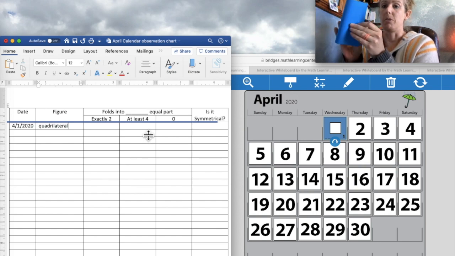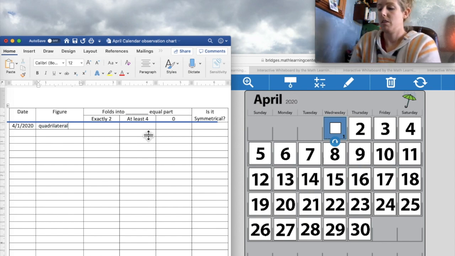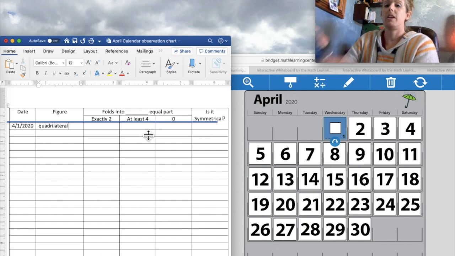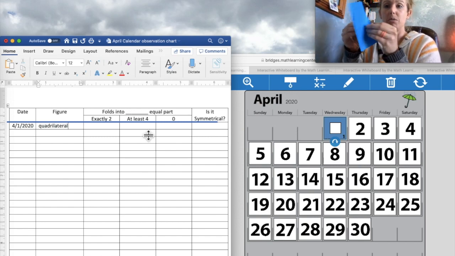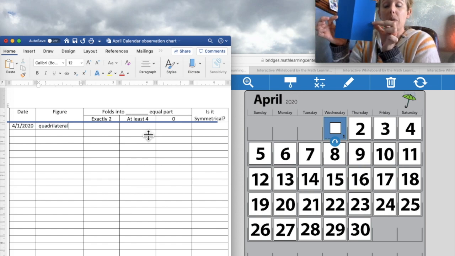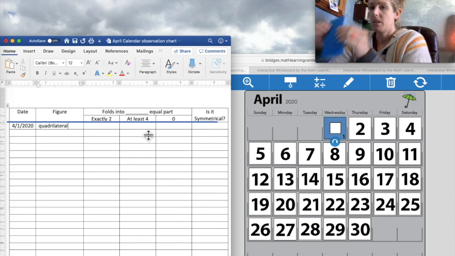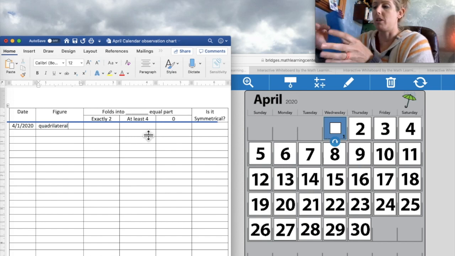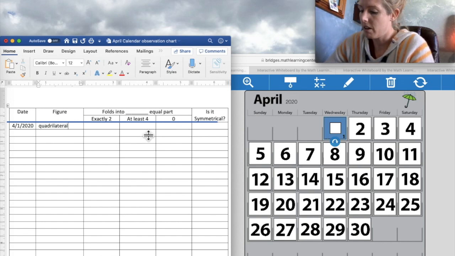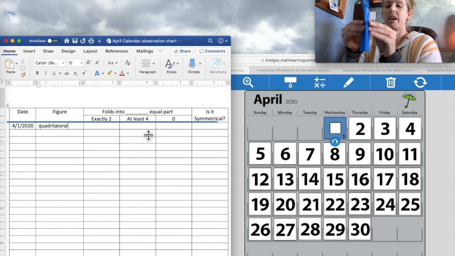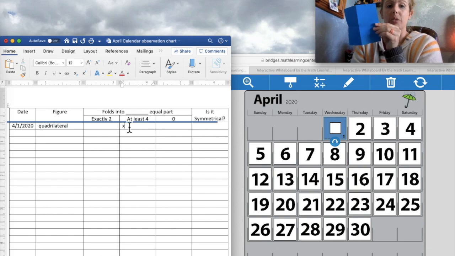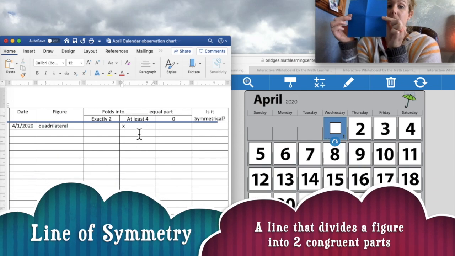Well, let's try that. So I'm going to fold my square or my quadrilateral. And here I have it folded. Well, there's my 2 equal parts there. But I can always fold it one more time. So I can fold it the skinny way to make another 2 squares. So we're going to do the other 2 squares here. And here I have those 4 equal parts. So I'm going to put an X in here that it was at least 4 equal parts that we could fold that into.